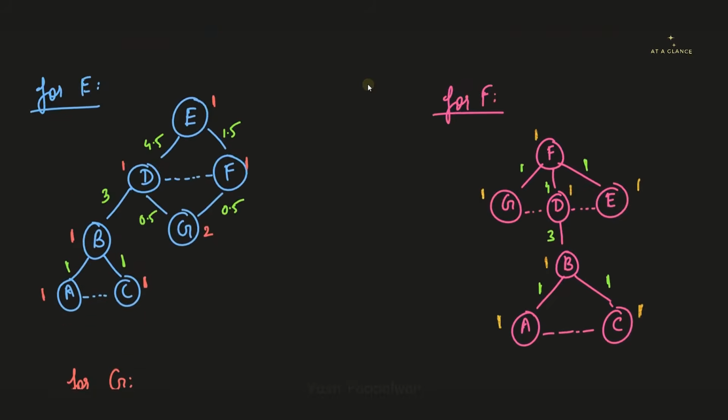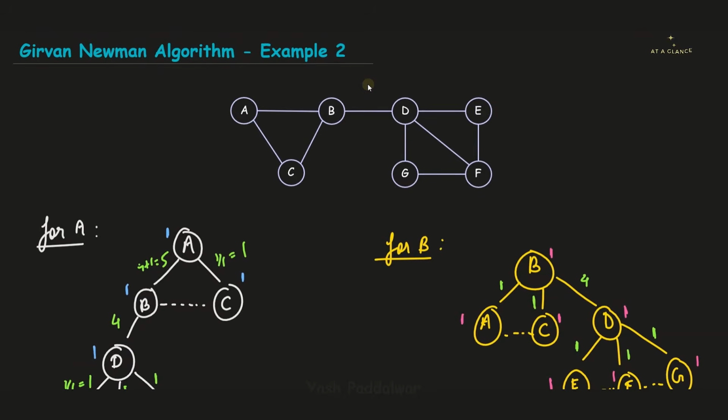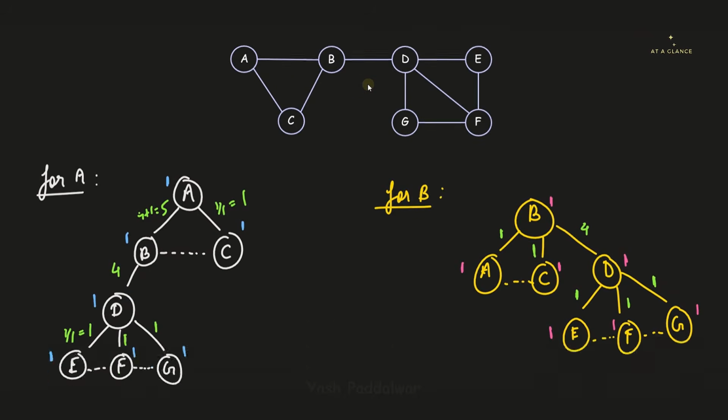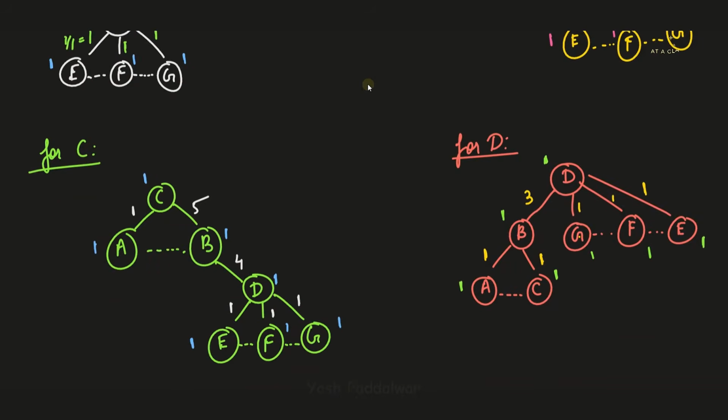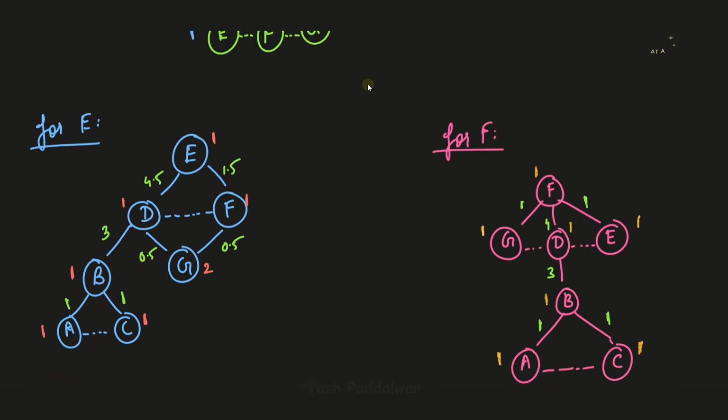Now, once we do it for all the nodes, we have to construct the table. The table will sum up the betweenness centrality of every single subsequent edge and give us the total value of every single edge.